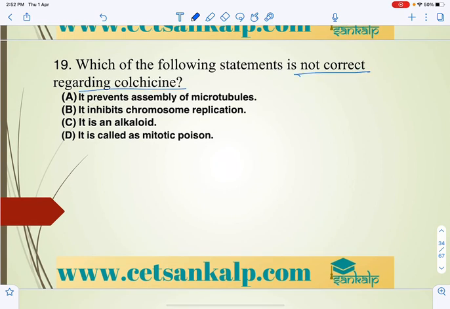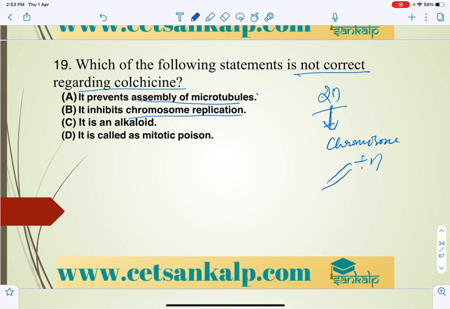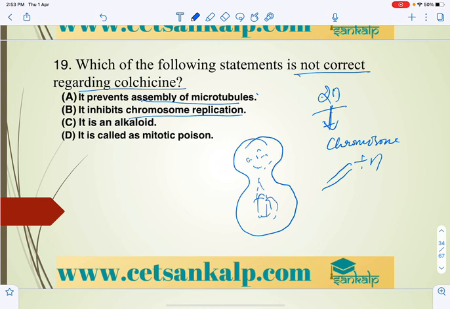Which of the following statements is not correct regarding colchicine? Colchicine is a chemical used to induce mitotic division further, where duplication will take place. It inhibits further division, not replication. The statement that it prevents assembly of microtubules is correct. Replication will be there, but no division: the chromosomes replicate and increase in number, but it affects the formation of spindle fibers. It is an alkaloid and a mitotic poison, meaning no further division takes place.